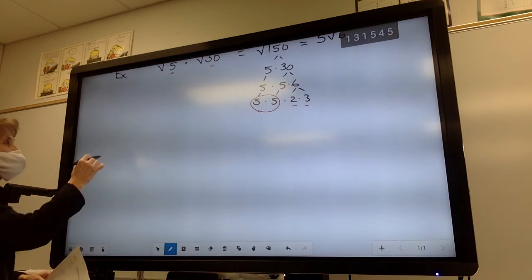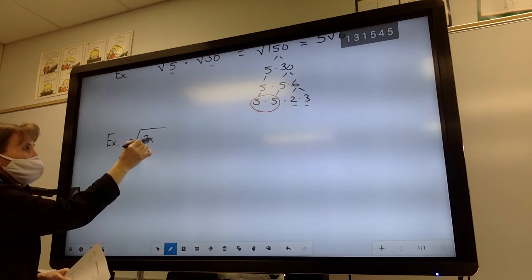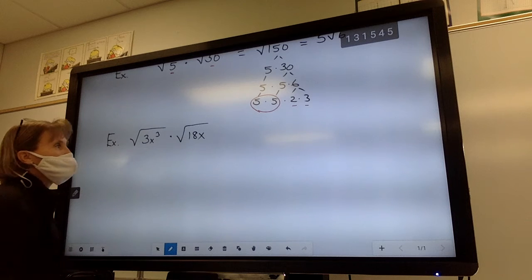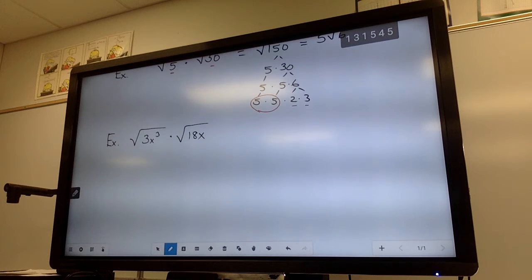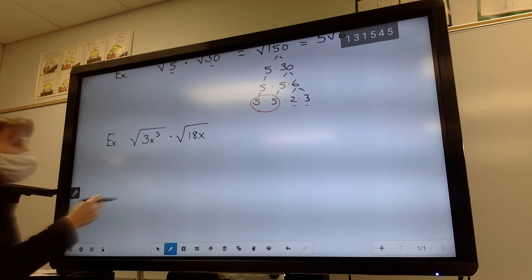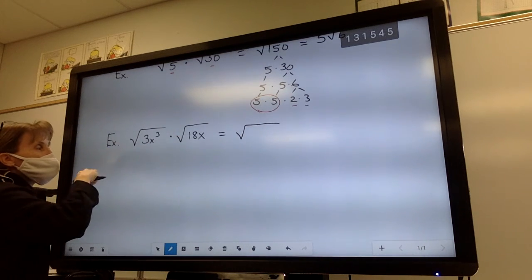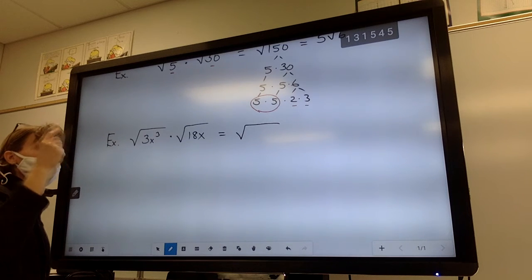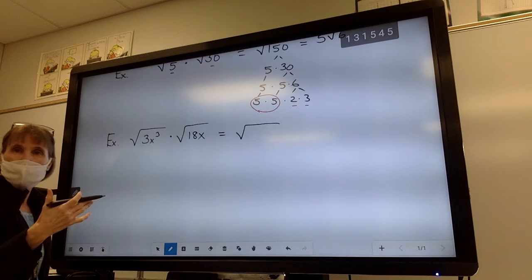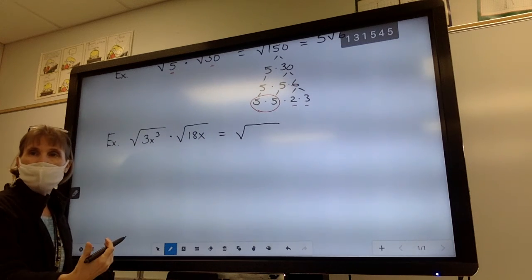Okay, here's another example. I'm going to take the square root of 3x to the 3rd, and I'm going to take it times the square root of 18x. We go ahead and we multiply what's underneath the radical. Now, 3 times 18, I would probably get my calculator out for. It's not something that I know right off the top of my head. But anyway, if I try to multiply that out, I have to turn around and break it down anyway, right?